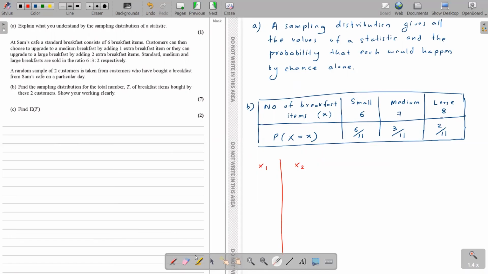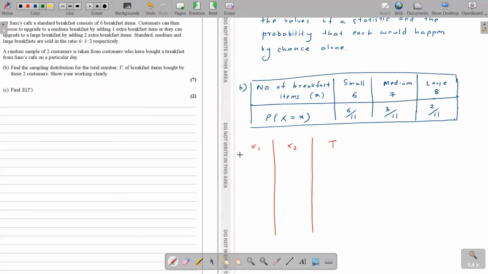Okay, and then capital T represents what? The total number from these 2. The addition of this is the capital T, and you have to get the sampling distribution of the capital T here. So there's quite a lot to write here, right? Okay, so then what are the items we can take here? Tell me. Both of them can take small, 6, 6. Okay, so then total is how much? 12.